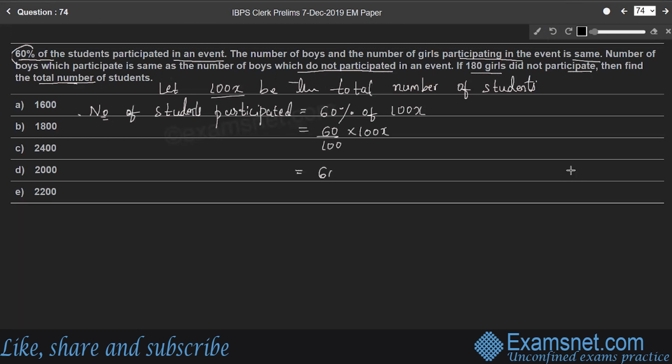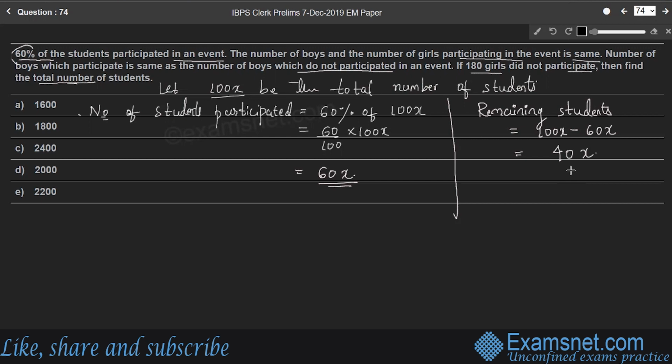Which is equal to 60x students who participated in the events, right? So what is the remaining number of students who did not participate? The remaining students, that means who did not participate, is 100x minus 60x. Right. So out of 100x, 60x students participated. So the remaining students are 40x.